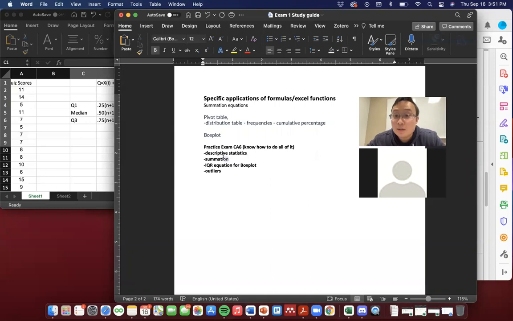There are summation formulas that you have to apply. You have to use the IQR equation to get the box plot, in addition to the IF formula, right? It'll show you how to get outliers. So know how to do that problem. That problem will help you a lot on the exam.